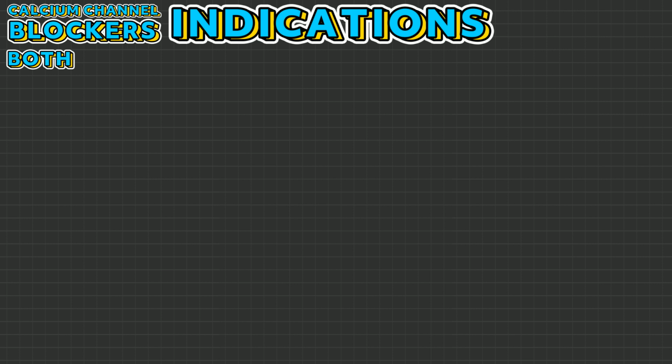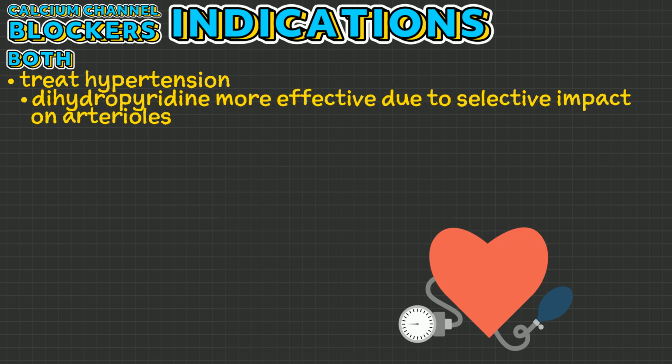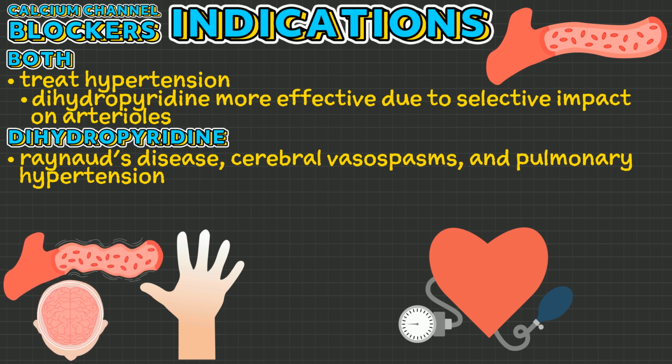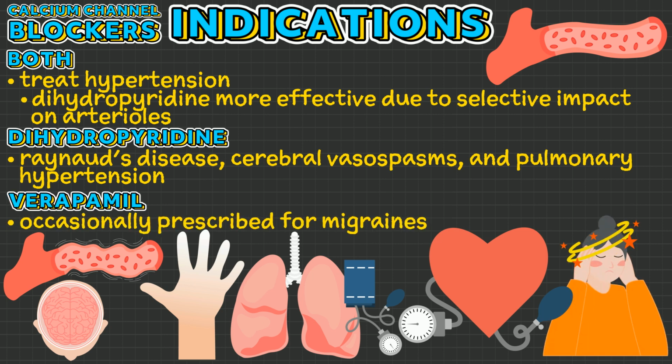Both non-dihydropyridine and dihydropyridine calcium channel blockers can be used to treat hypertension. However, dihydropyridine calcium channel blockers are more effective because of their selective impact on arterioles. Dihydropyridine calcium channel blockers are also used for Raynaud's disease, cerebral vasospasms, and pulmonary hypertension. Lastly, it's worth mentioning that verapamil is occasionally prescribed for the treatment of migraines.